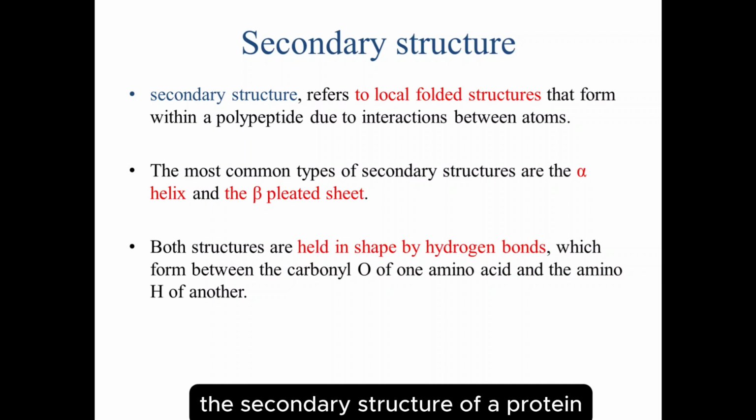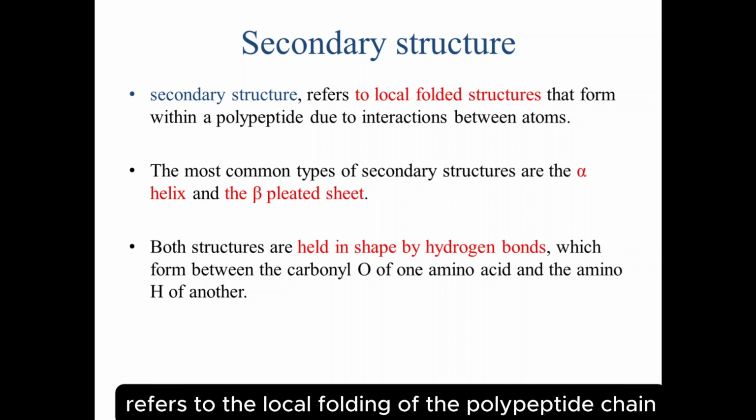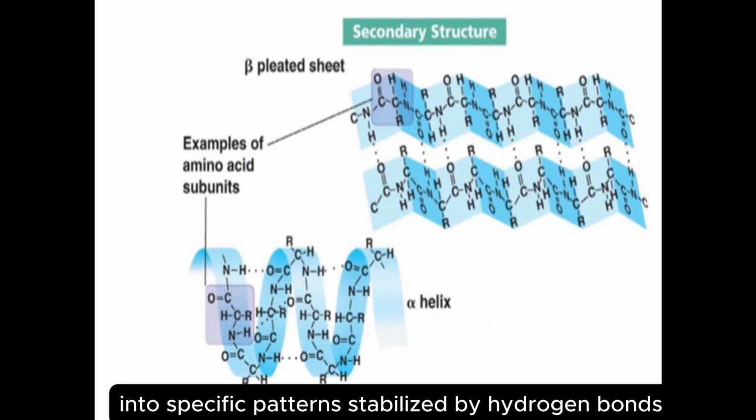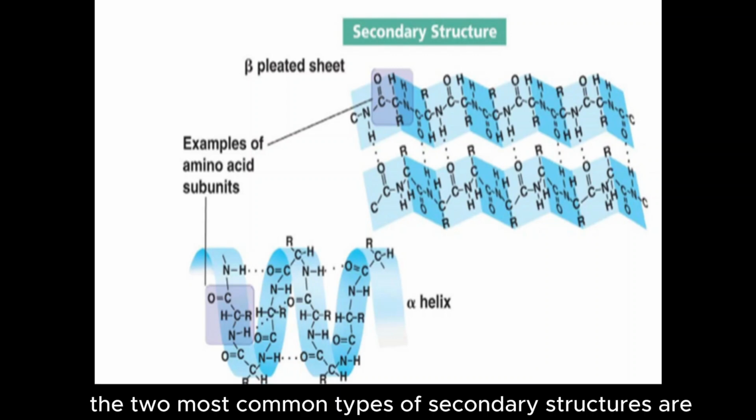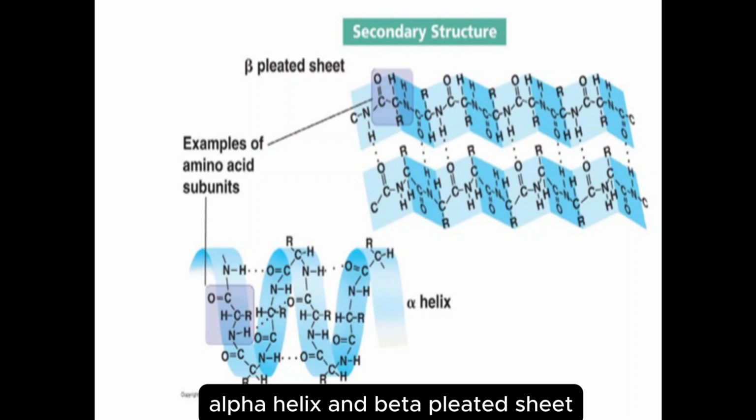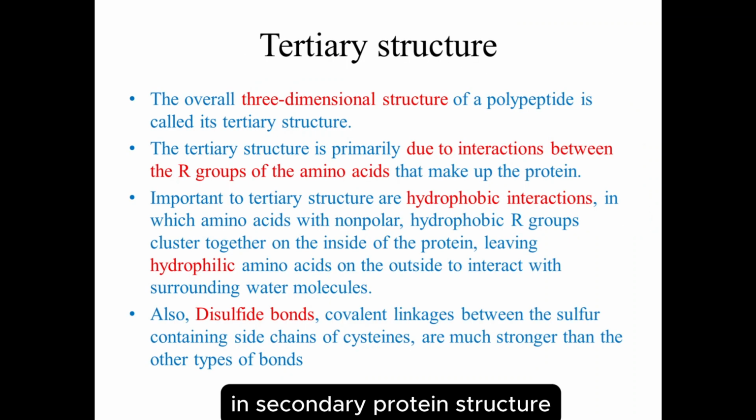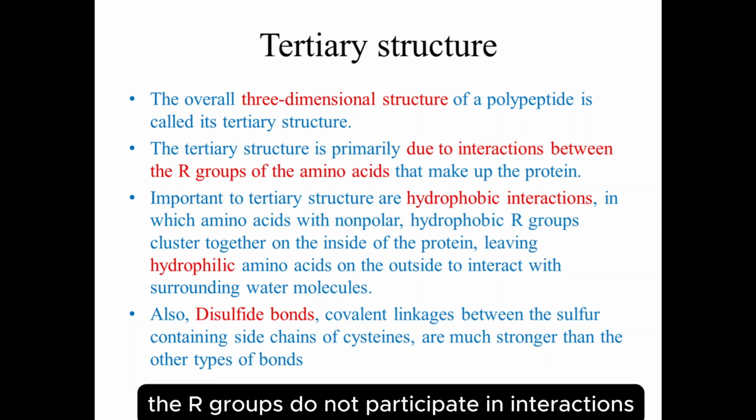The secondary structure of a protein refers to the local folding of the polypeptide chain into specific patterns, stabilized by hydrogen bonds. The 2 most common types of secondary structures are alpha helix and beta-pleated sheet. In secondary protein structure, the R groups do not participate in interactions.